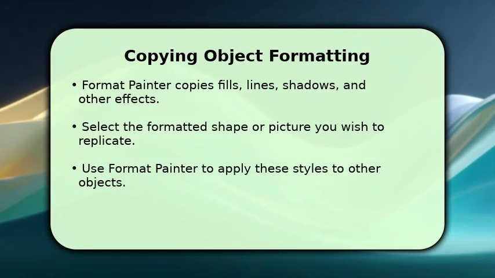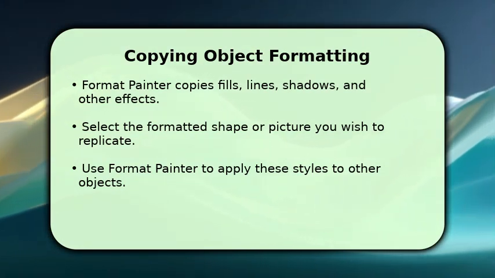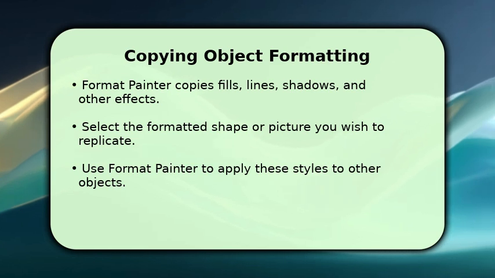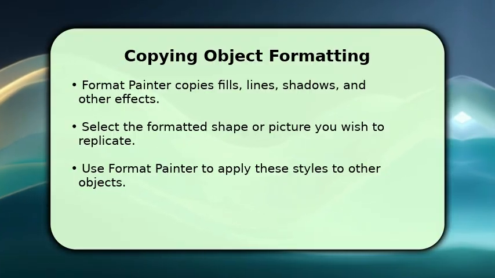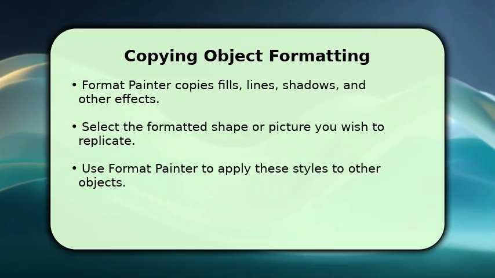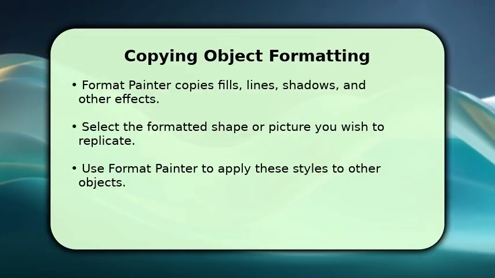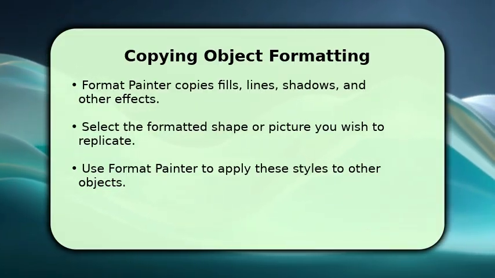Format Painter isn't just for text, it's incredibly versatile for objects too. You can copy the formatting from shapes, pictures, and even tables. This includes elements like fill colors, line styles, shadow effects, and even three-dimensional rotations.